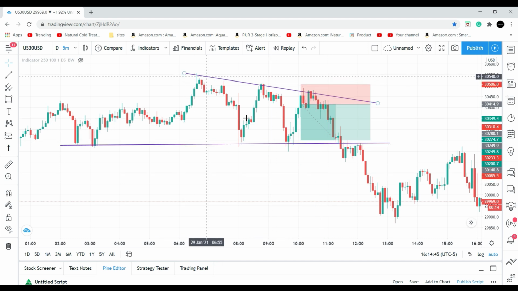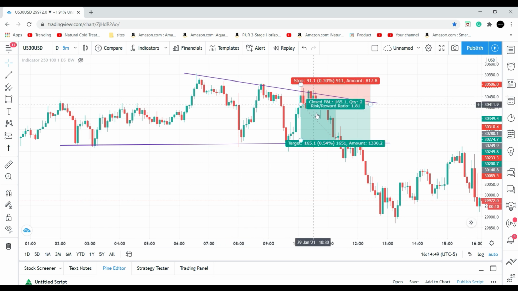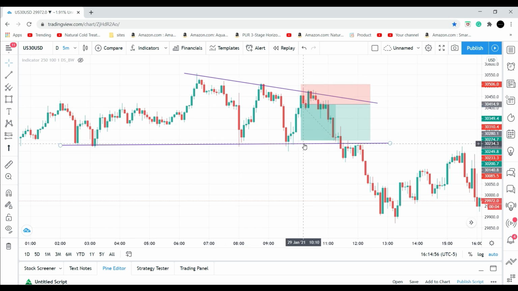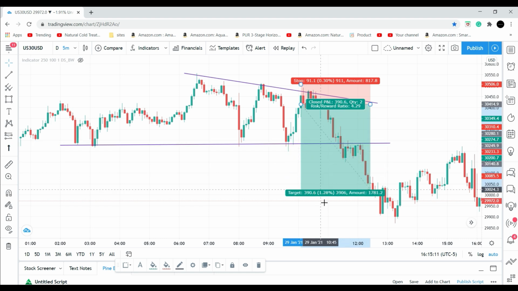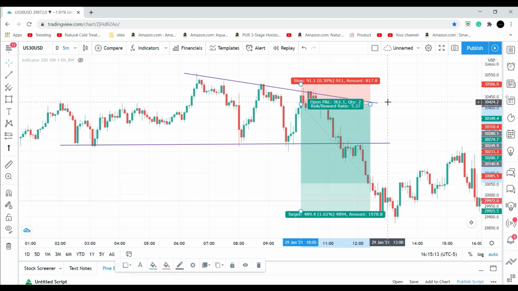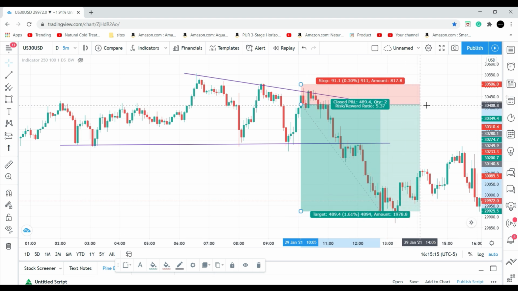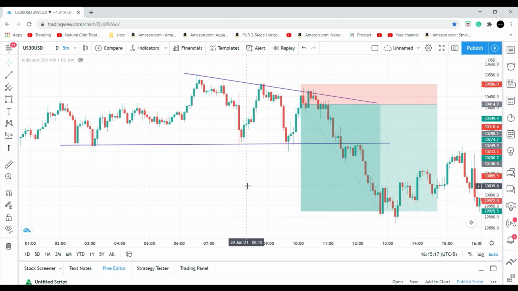But if you recognize that this is a triangle, instead of saying I'm going to get out at the bottom, you can say, you know what, I'm going to play the breakout. I'm going to wait for this market to break out of this triangle, because if it does, it's going to give me that big risk to reward. And this will allow you to actually make more pips when you are trading the market.